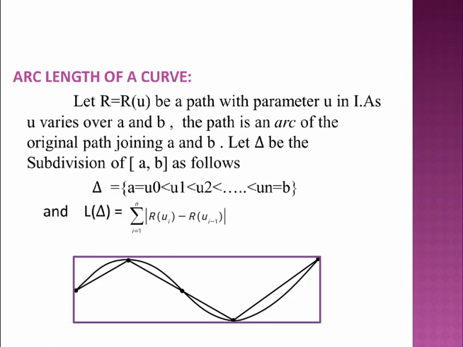Here r equal to r of u be a path with parameter u. u varies over a and b. The path is an arc of the original path joining a and b. Let delta be the subdivision of a and b as follows: delta is equal to u0 less than u1 less than u2 and so on, less than un, and the length of this arc, L of delta, is equal to summation i equal to 1 to n of modulus of r of ui minus r of ui minus 1.